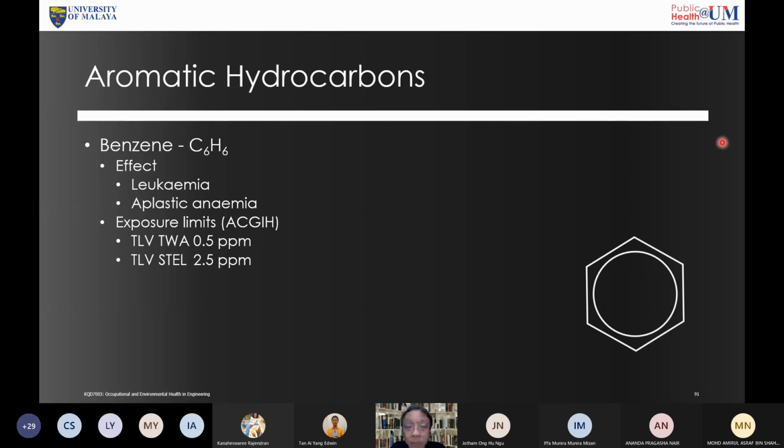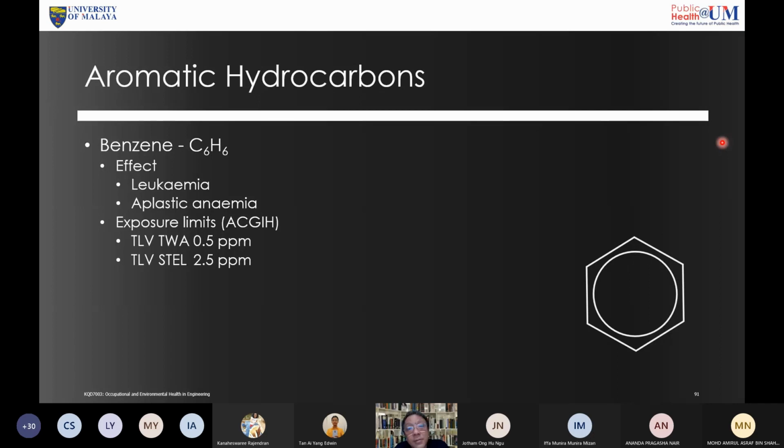So where can you find benzene? Anyone? Benzene also is a carcinogen, all right? Benzene is a carcinogen type 1. So leukemia is a cancer, a carcinoma of the white blood cells. It's called leukemia.